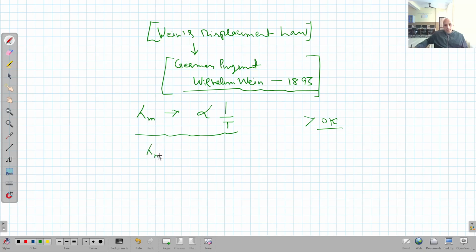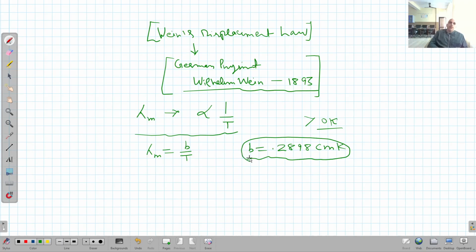If I remove the proportionality sign, lambda m is equal to B upon T. Here B is the proportionality constant and it is equal to 0.2898 centimeter Kelvin. Clear? So this is the value of this constant.